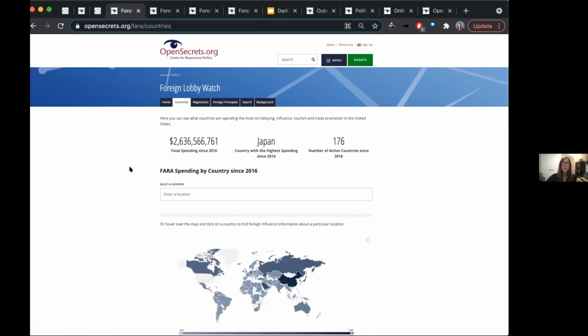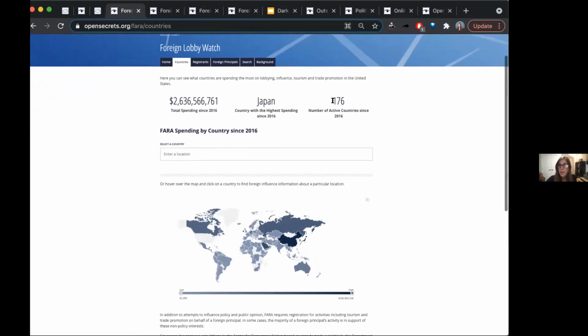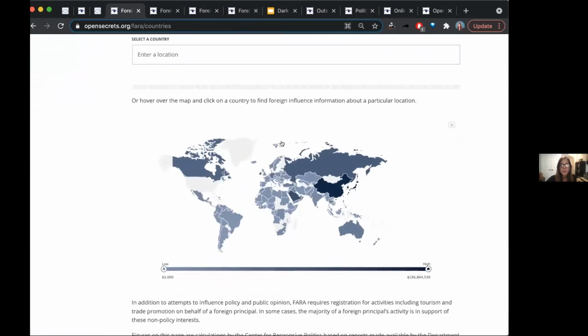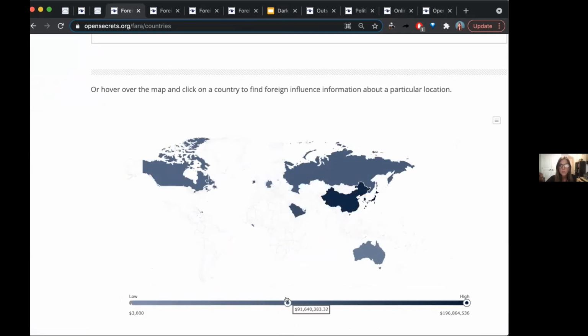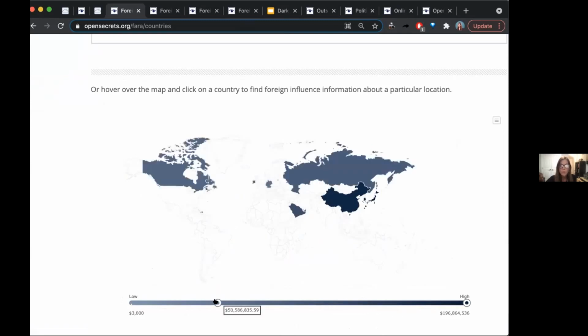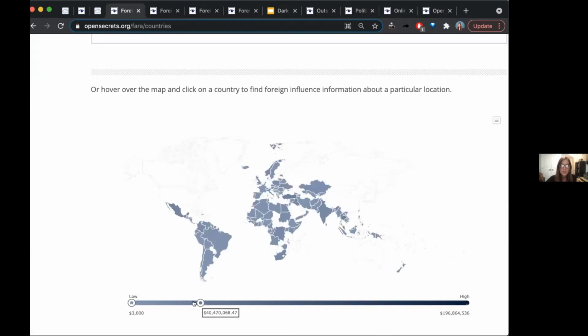One really great thing about the country section is that if you don't know what country you're really looking for, you can just click on the countries tab and see which country had the highest spending, see how many countries have been active since 2016. And we have this really great map that I find just fascinating, where you can click around and hover over the different countries and see how much they've spent, as well as filter, where you can see just which countries spent over certain amounts or even under certain amounts, which gets really interesting.